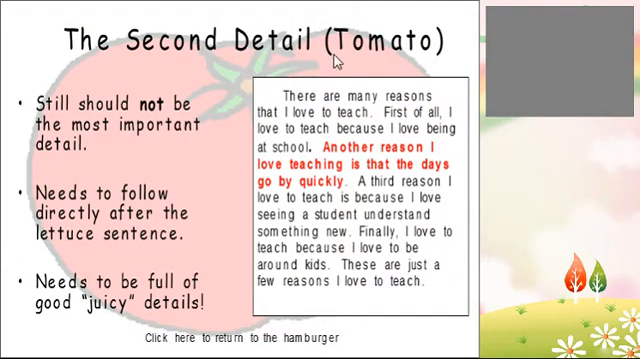The second detail, the tomato, or the second supporting sentence, still should not be the most important detail, and it needs to follow directly after the lettuce sentence. It needs to be full of good juicy details. The first sentence here: first of all, I love to teach because I love being at school. This is the first detail. It's not an important detail. Another reason I love teaching is that the days go by quickly. It's more important than the first one, but it's not the most important sentence in the paragraph.